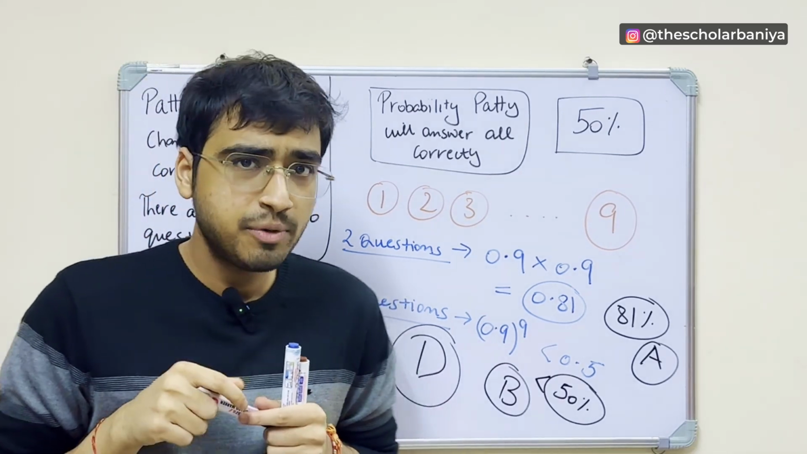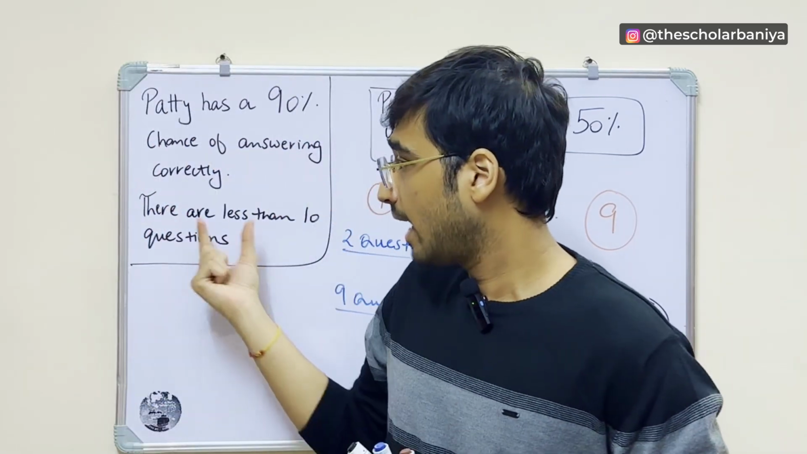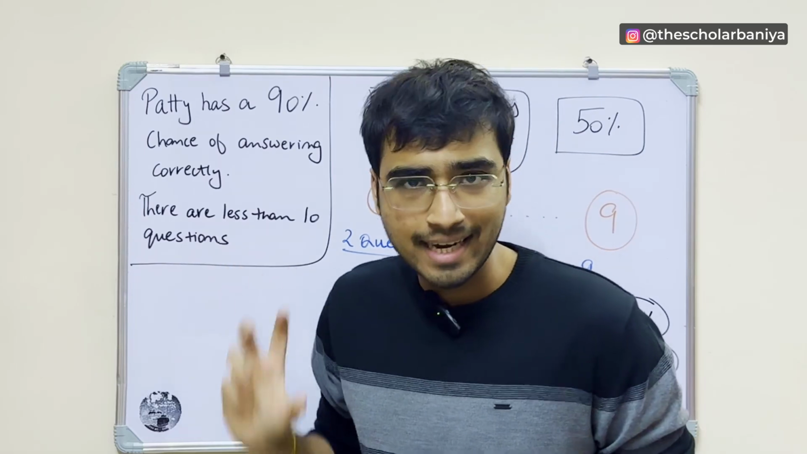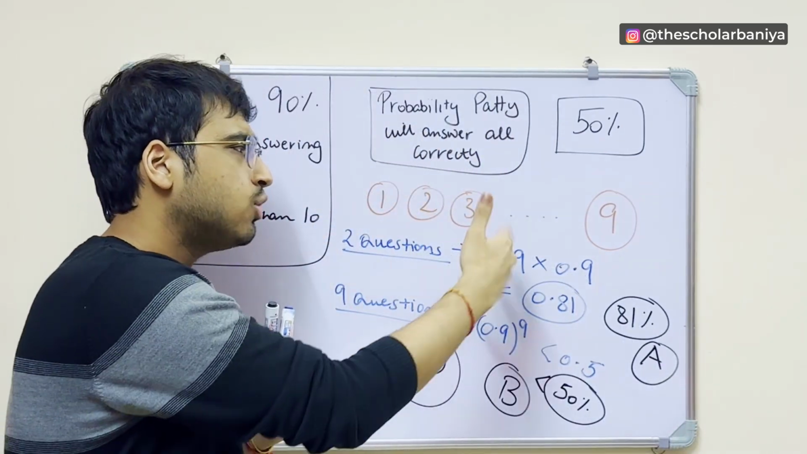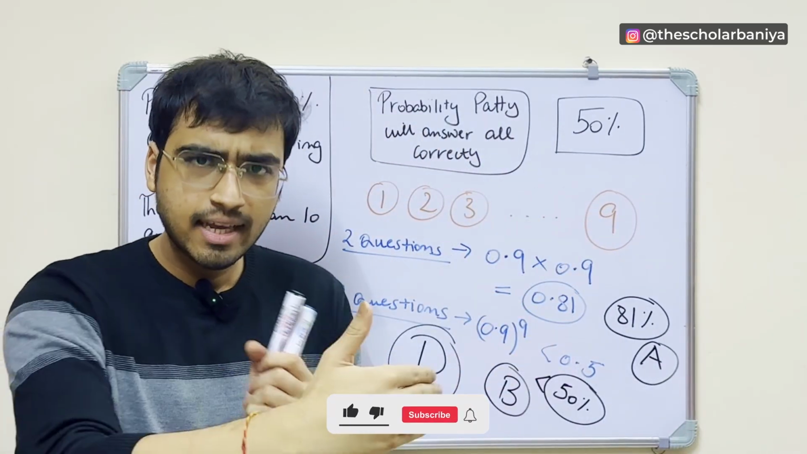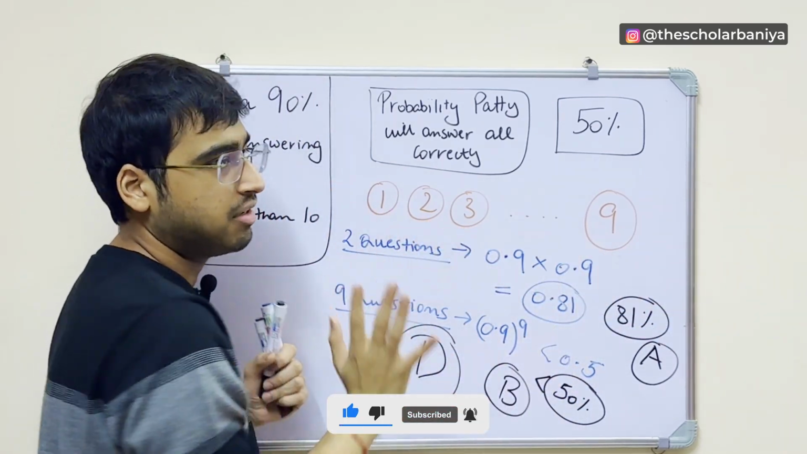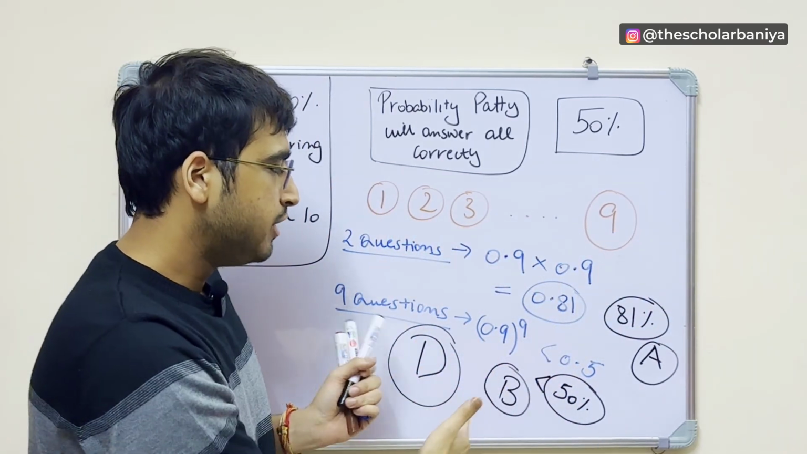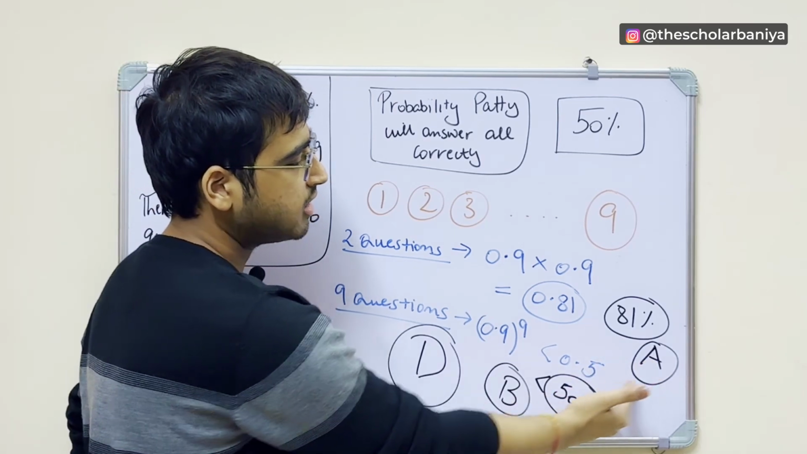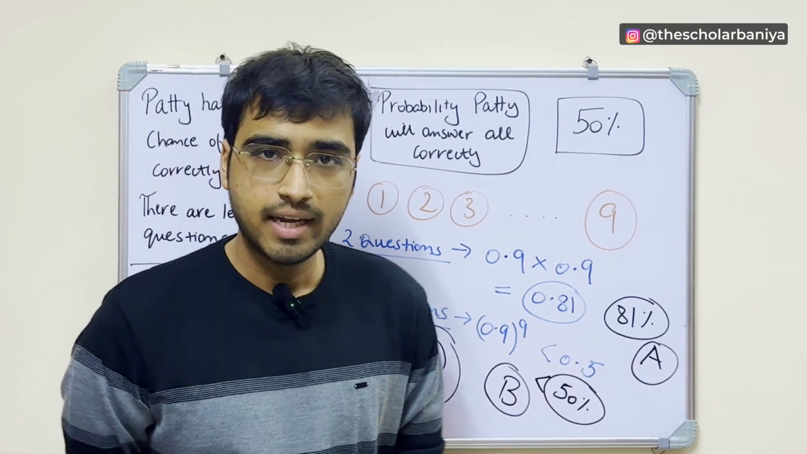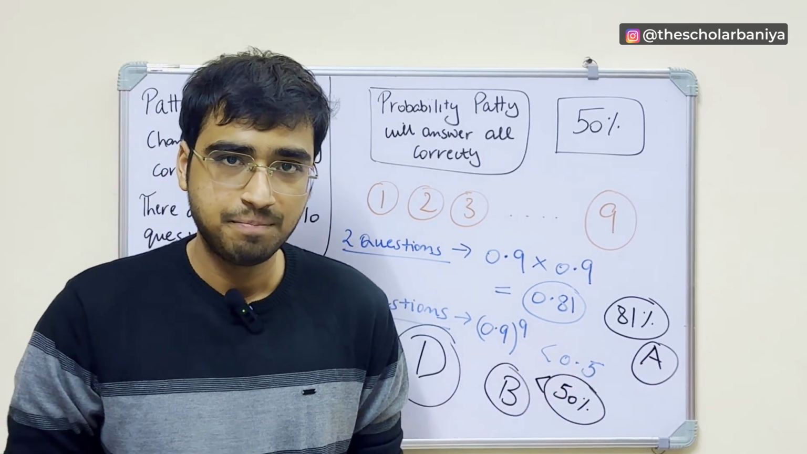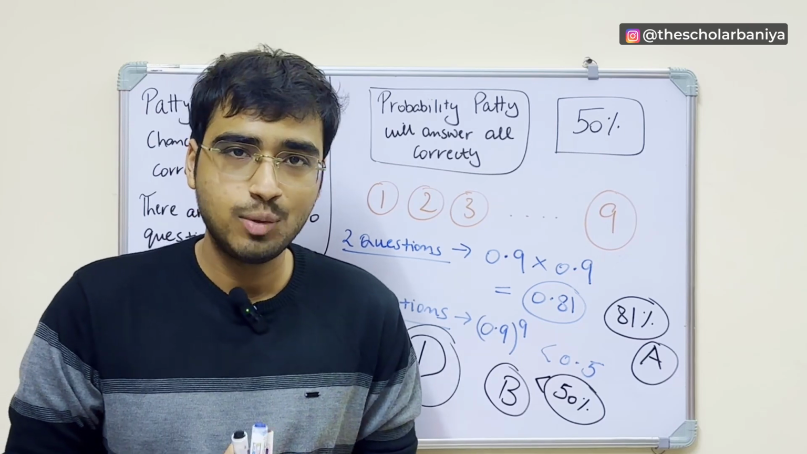So I hope this should be pretty clear. Because we were given in the question that there are less than 10 questions, there can be 1, 2, 3, up to 9. We usually take the extreme cases. So we took one case over here and we took one case over here. And then we calculated. We saw sometimes the answer is smaller, sometimes the answer is greater. That is why the final answer becomes D. So I hope this should be absolutely clear.